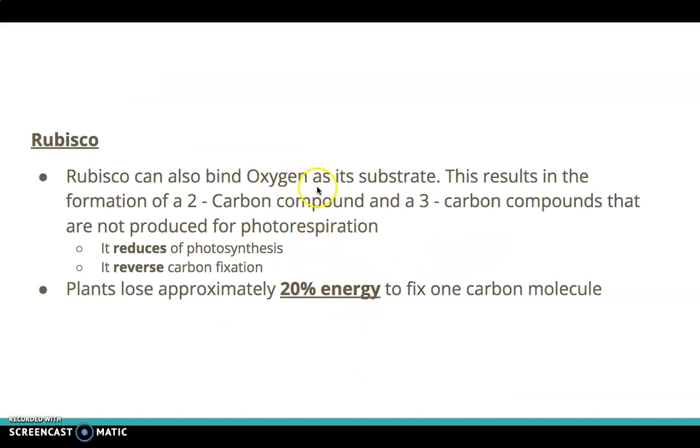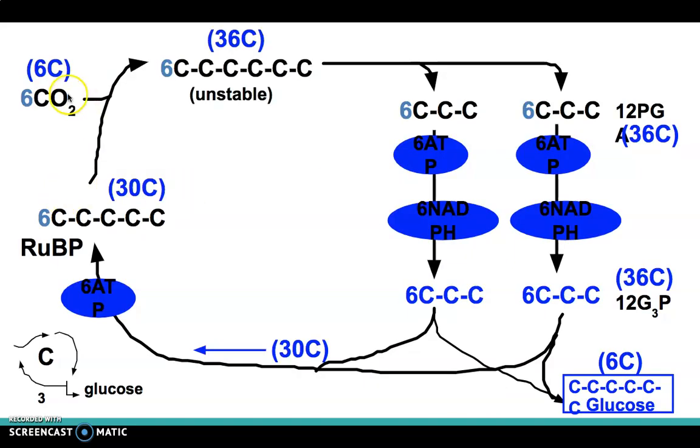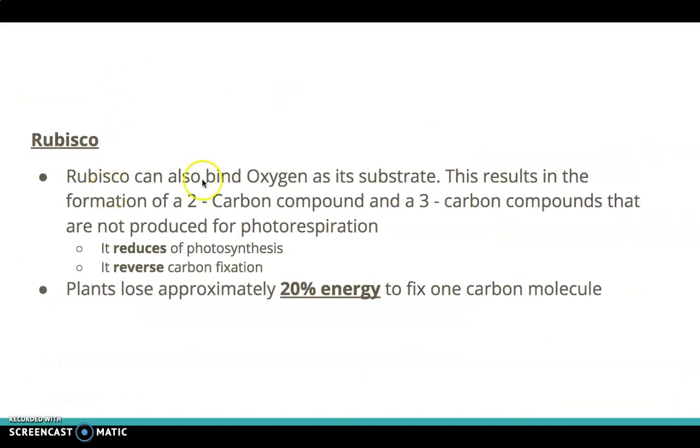Rubisco can bind oxygen as its substrate. So basically, instead of this process where carbon dioxide is cleaved and added to this molecule, Rubisco can actually take an oxygen molecule instead to do this. So it can also bind oxygen as its substrate.